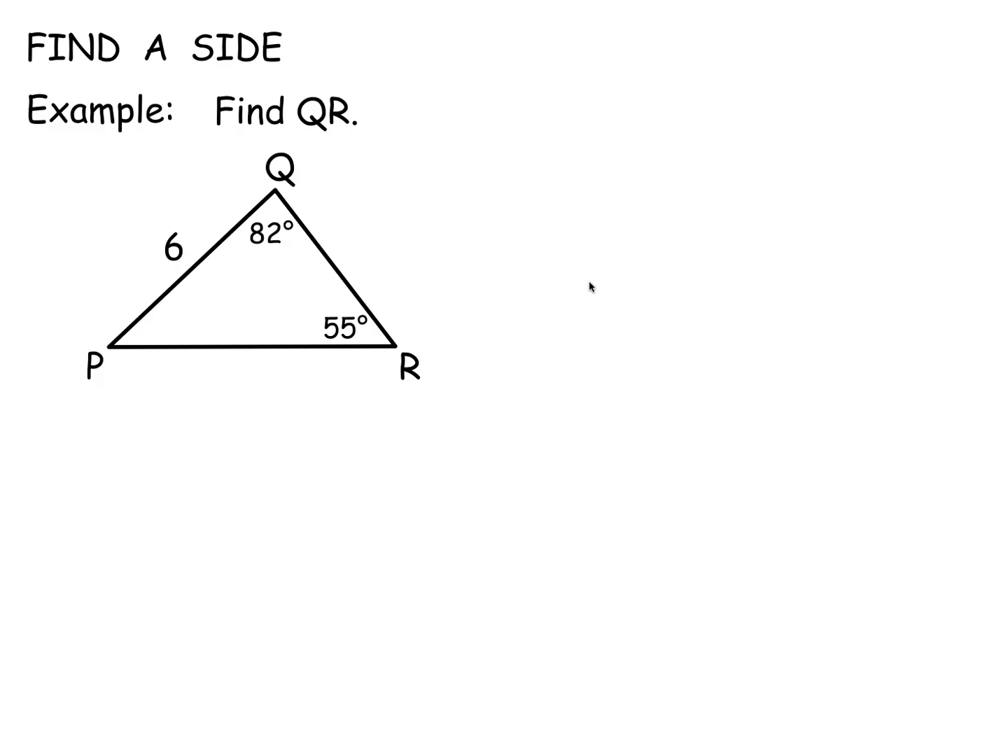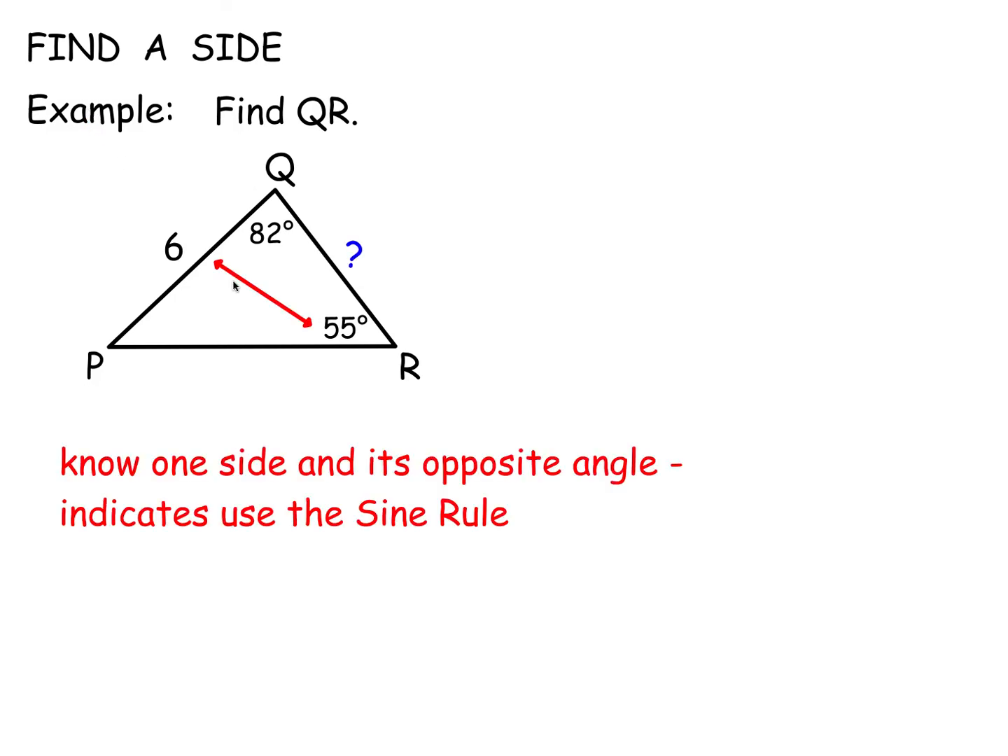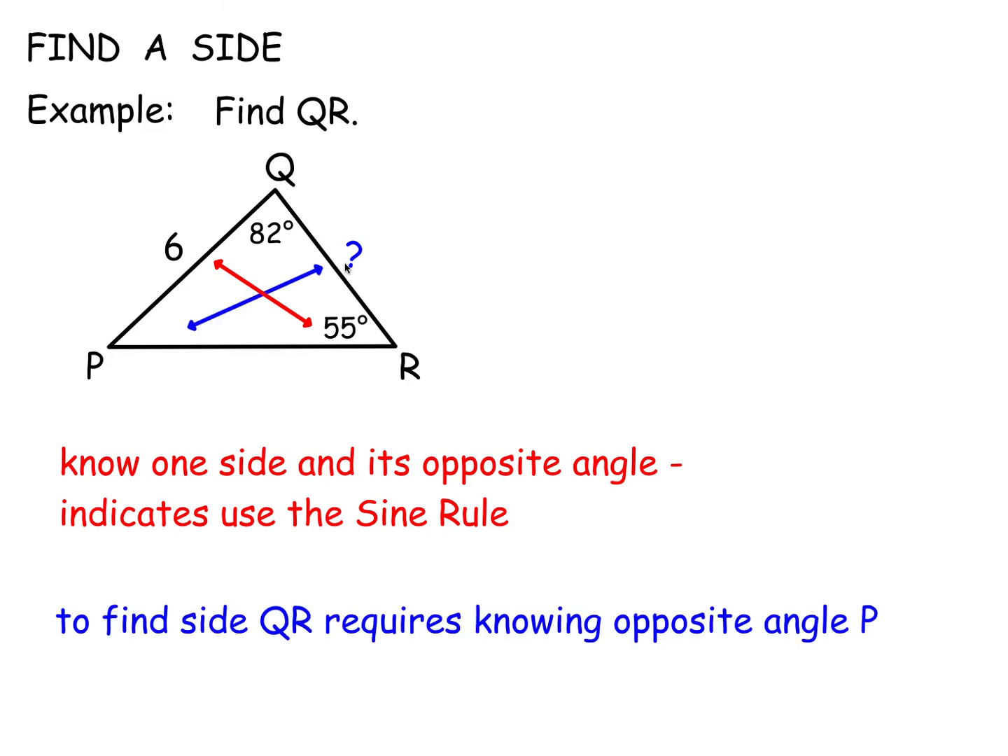Here's an example. Find QR in this triangle. That's this side here from Q to R. What lets you know it's the sine rule is the pairing 6 and 55 degrees. They're opposite each other. That lets you know the sine rule because you've got a ratio a to sine A. That means you can work out the value of that ratio. And the other sides here, QR is opposite P. So this side here that you're trying to find out would pair with this angle.